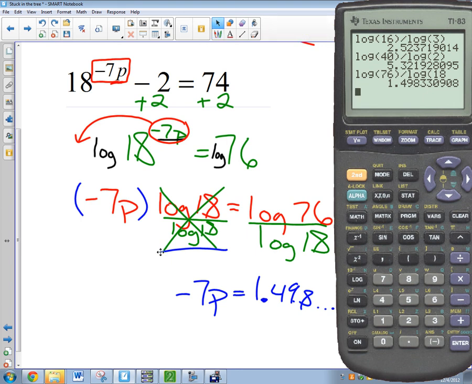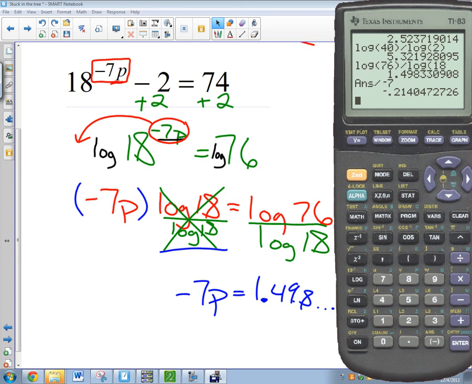All right, I want to solve. So p is not by itself yet. It's still got that negative 7 on it. So the last thing I'm going to do is I'm going to divide both sides by negative 7. So I'm just going to keep it in my calculator. After I did the log of 18 part, I hit enter, and I divided by negative 7. So I took my answer, divided by negative 7. I hit enter. That is my value for p. P is equal to negative 0.2140.